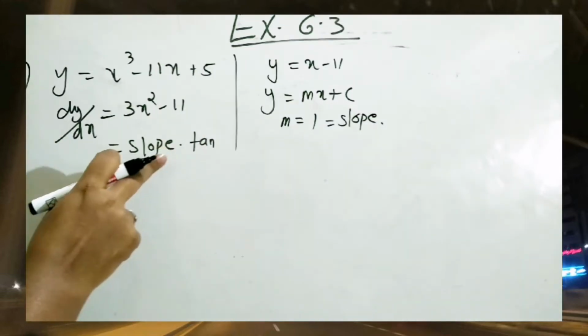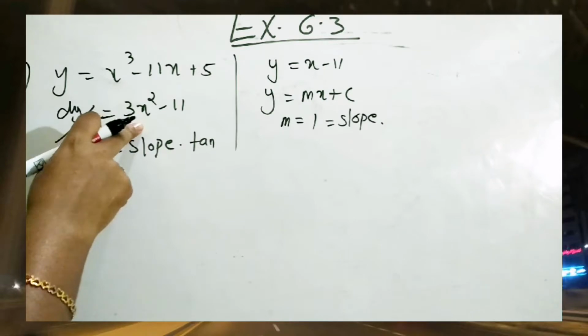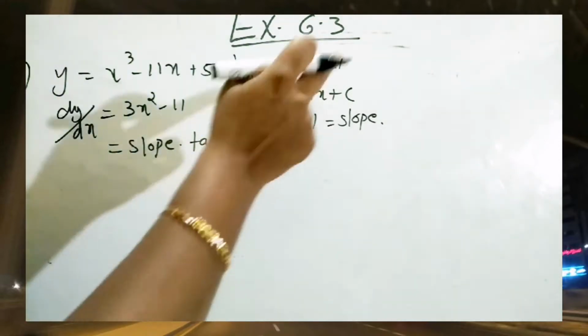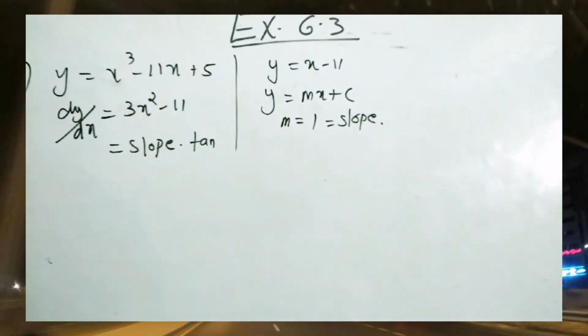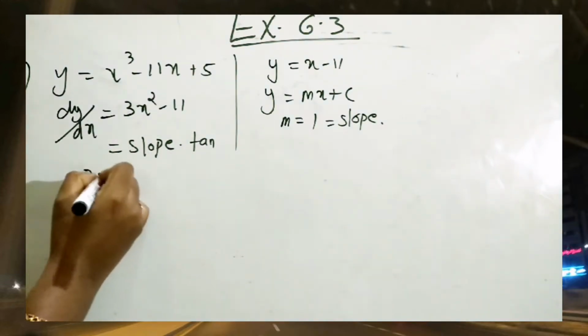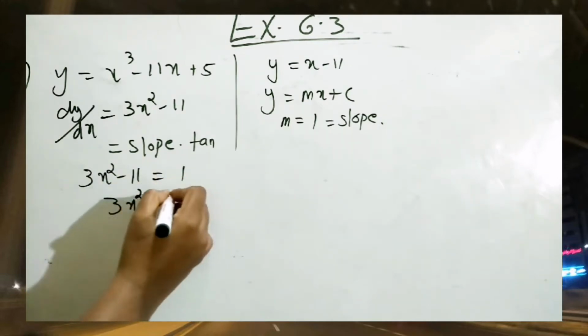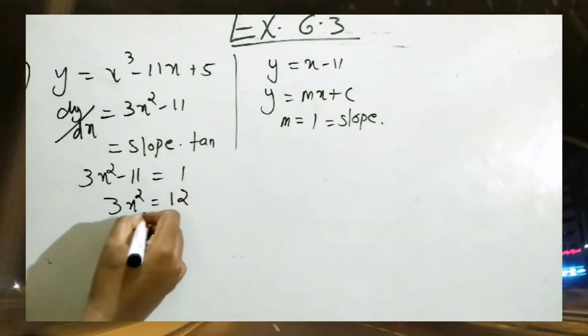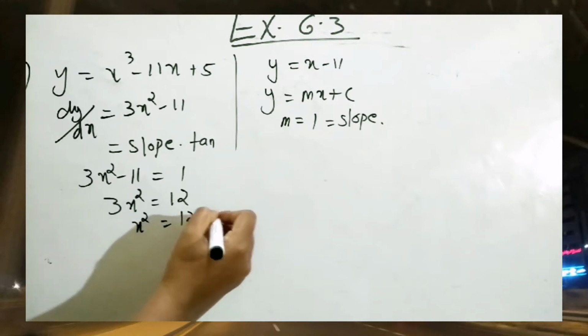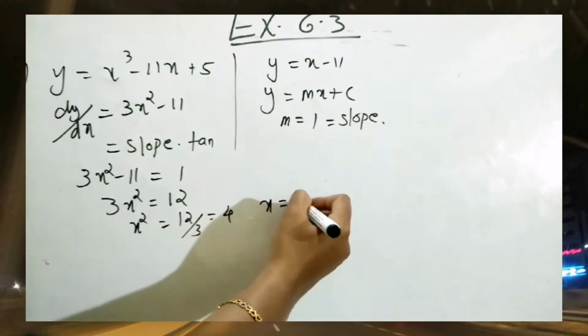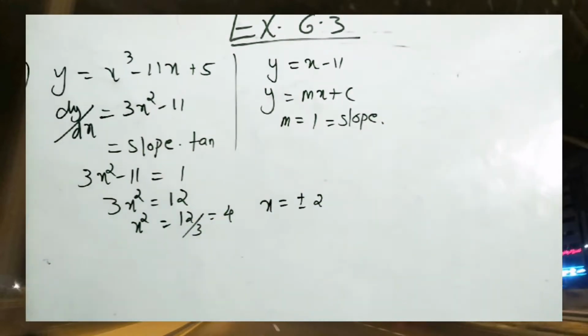So we got the slope of the tangent, that is 3x square minus 11, and the same slope of the tangent is 1. So we can equate those two values and we will get 3x square minus 11 is equal to 1. 3x square is equal to 12. X square is equal to 12 by 3 is equal to 4. Then x is equal to plus or minus 2 we will get.